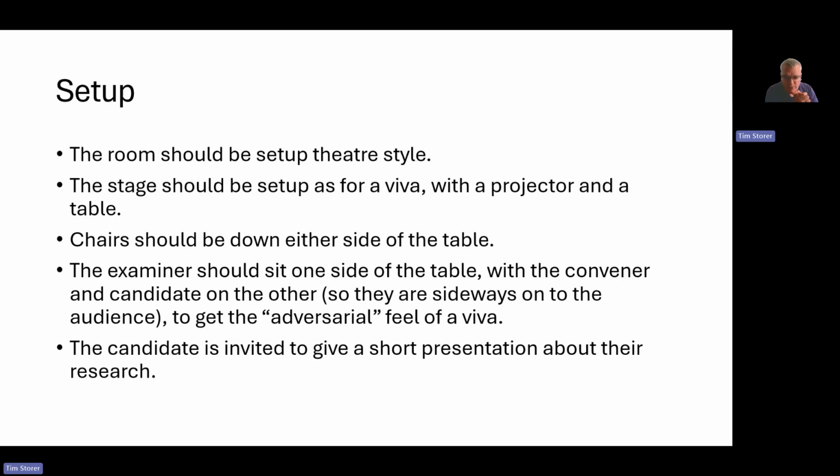And at the first part of the Viva, the candidate is invited to give a short presentation about their research. And by short, we mean perhaps say 10 to 15 minutes as a reasonable amount of time for them to summarize the context of the research and present the key outputs, the key novel findings from their work, and potentially what any future work that they anticipate coming from it next.